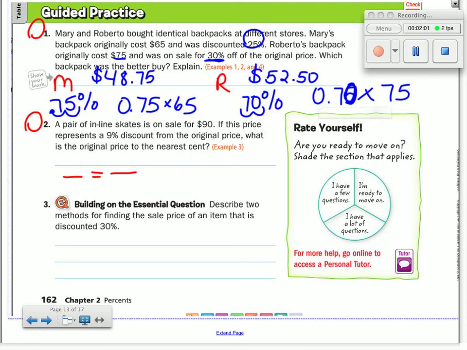What if, this didn't ask it, but what if I were to say, okay, with Mary, she had to pay a 5% tax. Let's just pretend it didn't ask us that. What if we need to find a 5% tax on now our sale price? Does anyone remember how to figure that out? What do I do first to find a 5% tax? What do you think?